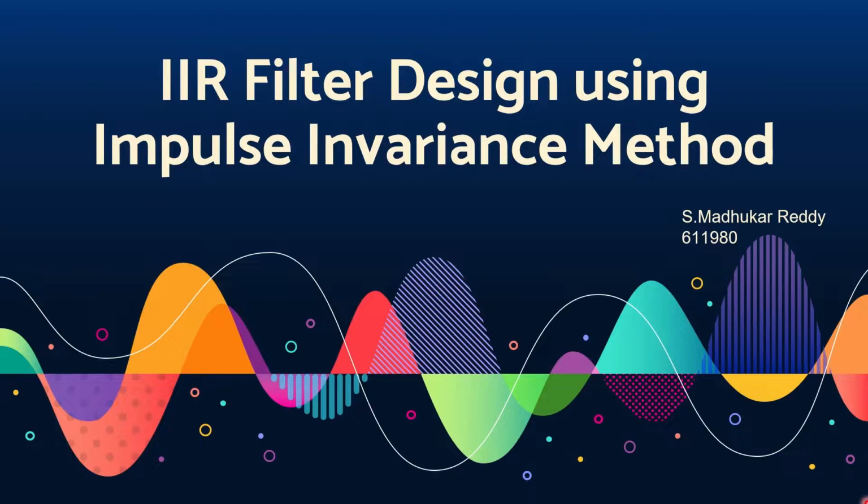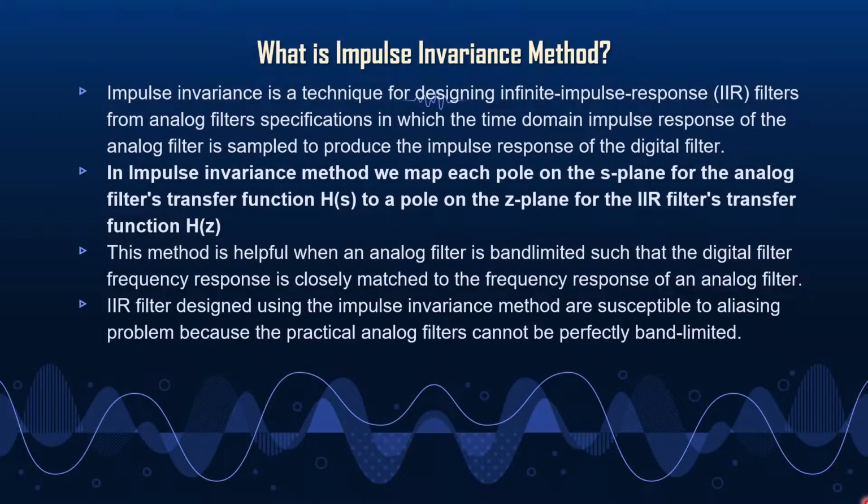I will be explaining IIR filter design using the Impulse Invariance method. Impulse invariance is a technique for designing IIR filters from analog filter specifications, in which the time domain impulse response of the analog filter is sampled to produce the impulse response of the digital filter.